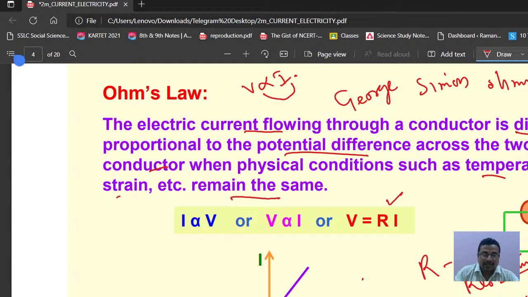So Ohm's law is represented by a graph. Along the x-axis we take voltage, along the y-axis we take current. So we get a straight line. The straight line shows that there is a variation of voltage along with the current, and it is an ohmic conductor. If the line is curved, that is called a non-ohmic conductor. Hope, my dear friends, you understand this. Let's move ahead to the next topic.